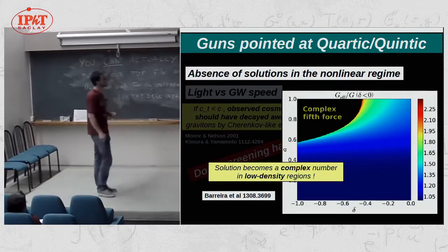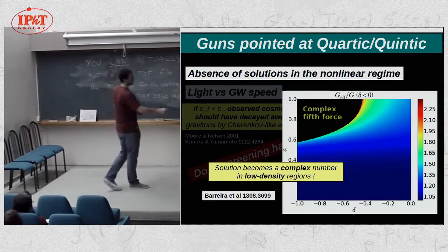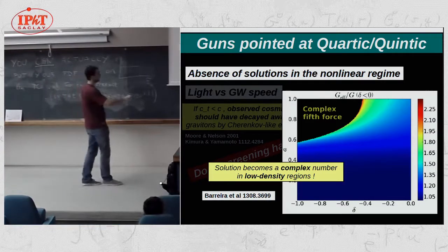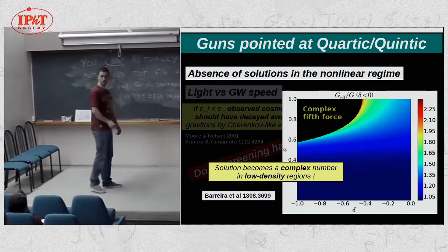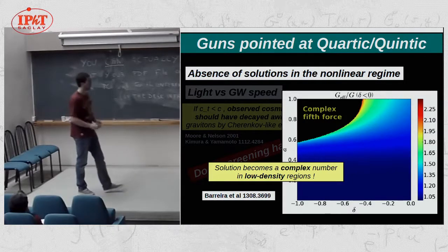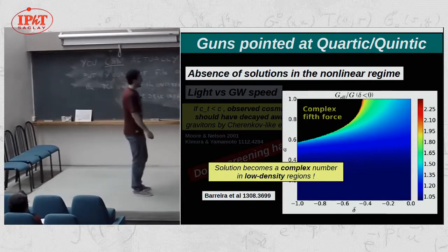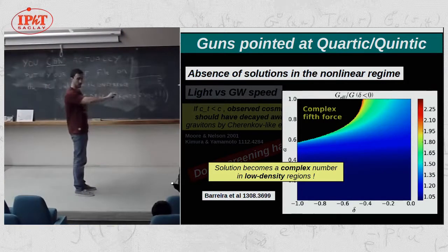So this is just an example for the case of the quartic. What is shown here is the effective gravitational strength as a function of the density contrast in voids. It's negative, and time on the y-axis. And you see that at late times and for sufficiently low values of this density, the physical solution simply ceases to exist. It becomes a complex number. And again, I'm happy to discuss what the meaning of this is. And this scans the cubic, quartic, and quintic.